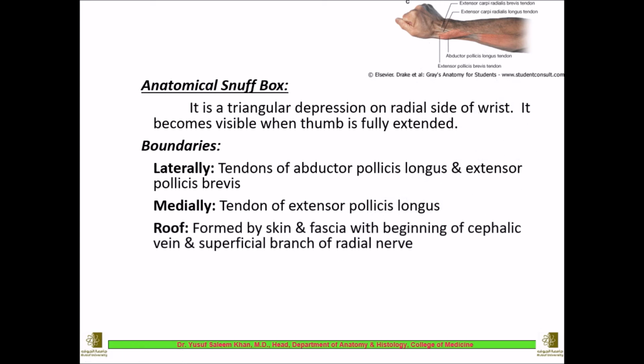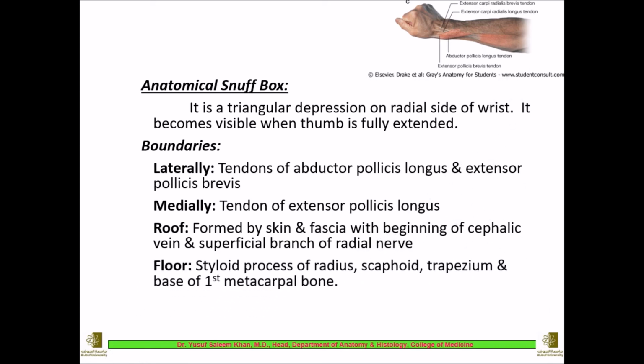Okay, and the roof is formed by the skin as well as the fascia, superficial and deep fascia. Along with that, there will be the beginning of a very important vein called the cephalic vein. The cephalic vein as well as the basilic vein are the two veins which begin here from the dorsal venous arch on the lateral and medial side respectively, and they will be draining the whole of the hand as well as the forearm of the upper limb. So this will be the site for the beginning of the cephalic vein. Even you can trace the superficial branch of the radial nerve at this point.